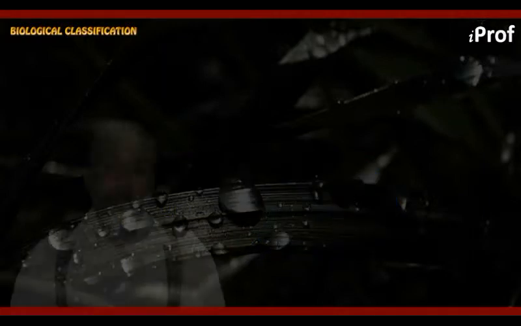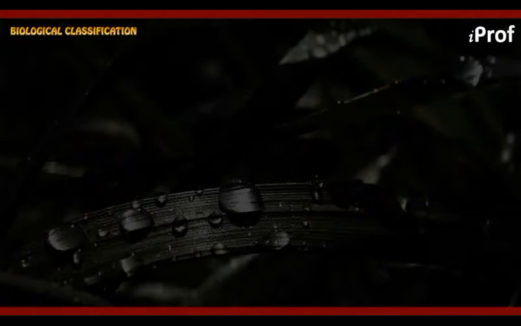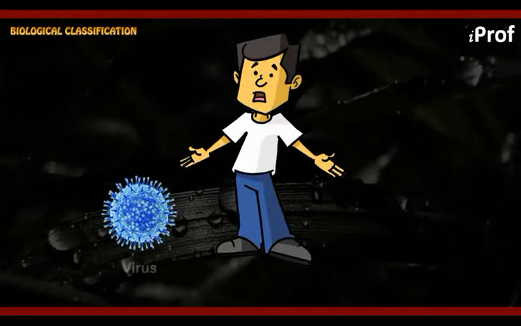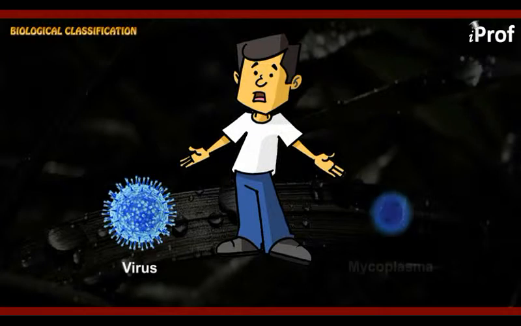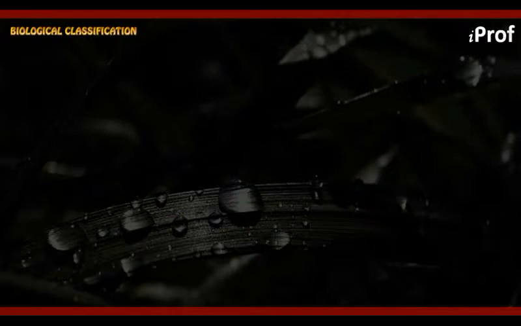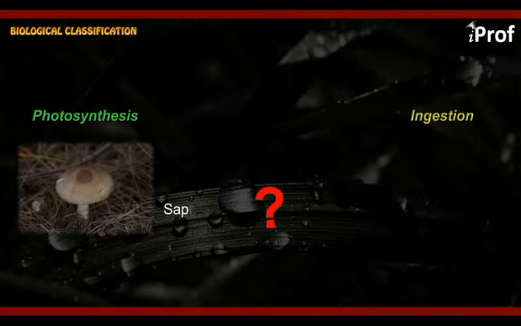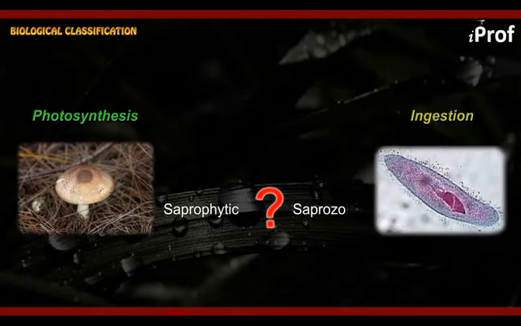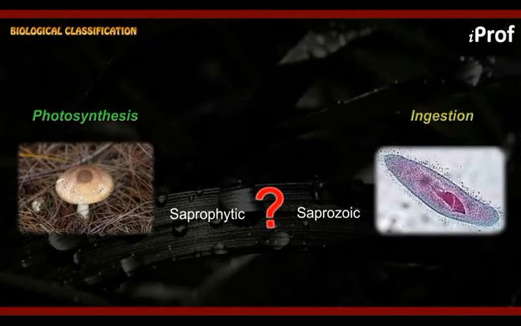The fungi, for example: yes, we know that fungi do not photosynthesize, although they have a cell wall, and therefore their position was clearly debatable. We didn't have a place for viruses. We didn't have a place for mycoplasma. And only two modes of nutrition were recognized: photosynthesis and ingestion. What about saprophytic, saprozoic kinds of nutrition? They had no place altogether.